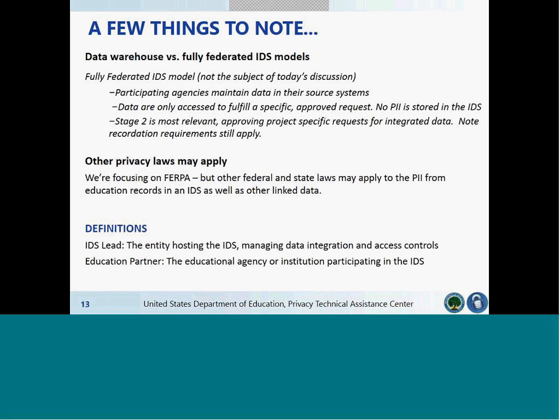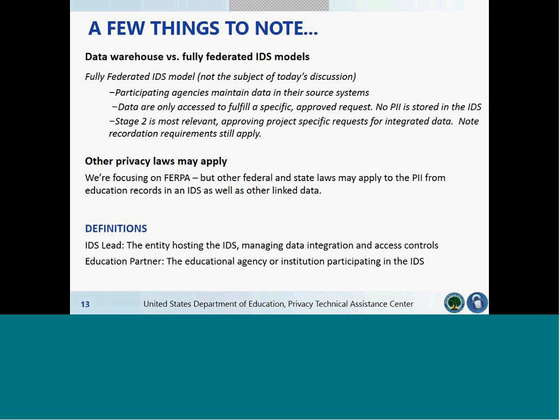That type of federated model is not the subject of today's discussion, although there are examples of fully federated IDS out there. What we're going to talk about today is the data warehouse model, where agencies provide or provision data on a periodic basis to the IDS lead, where it is integrated and linked and then stored securely in that repository.